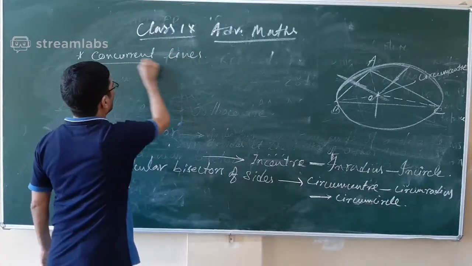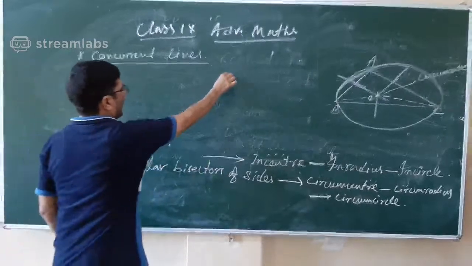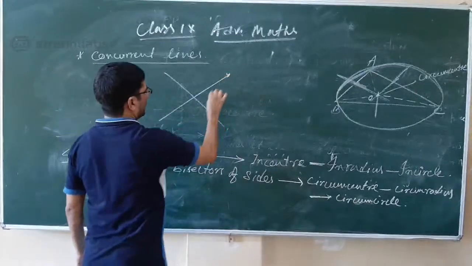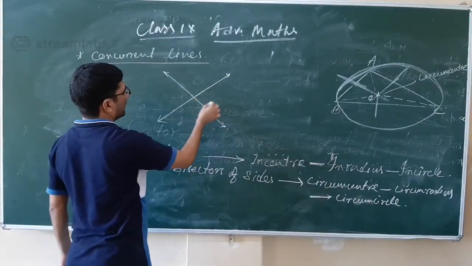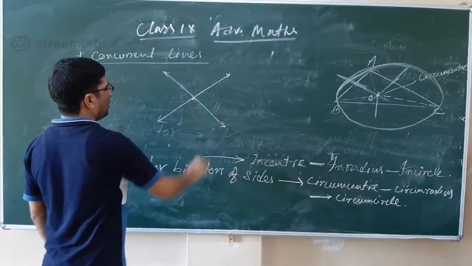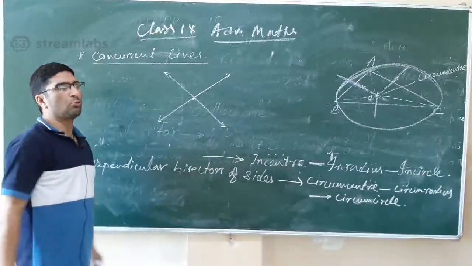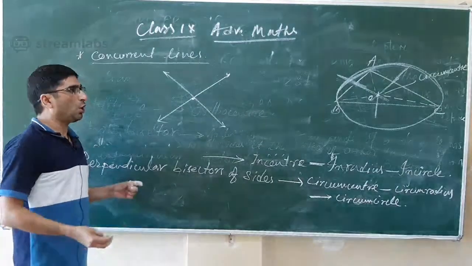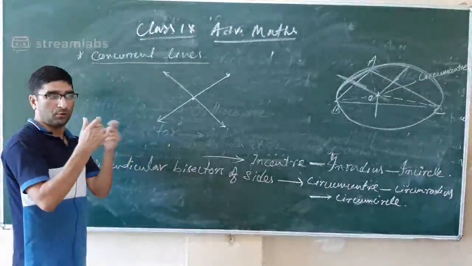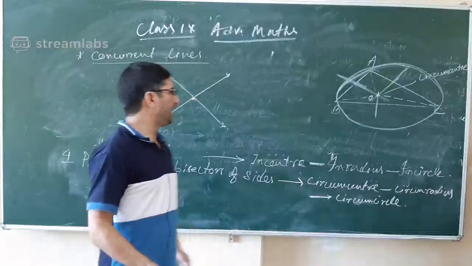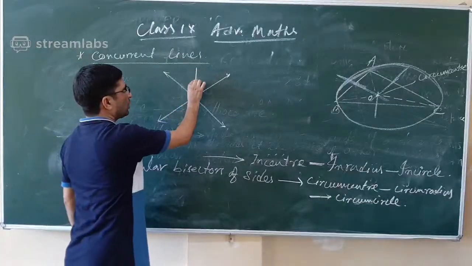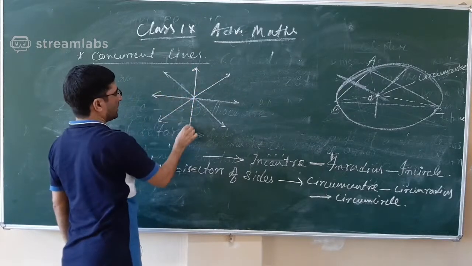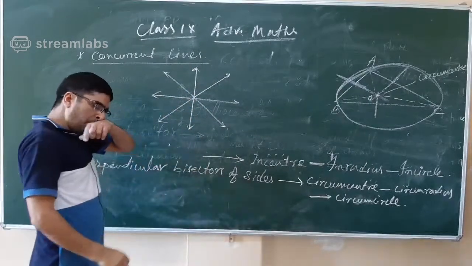Concurrent lines. When two lines intersect, then they are called intersecting lines, and this point is called point of intersection. Now, when more than two lines intersect at a point, or more than two lines meet at a point, then these are called concurrent lines, and this point is called point of concurrence.